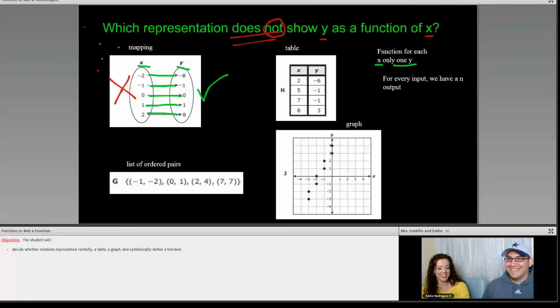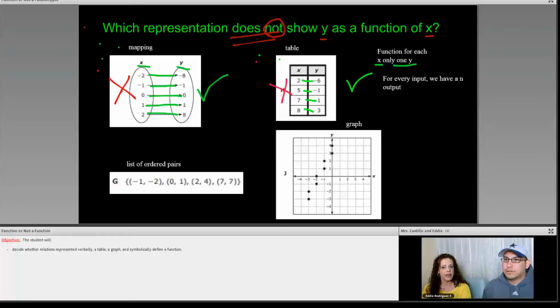Okay, so now let's look at answer choice H. Now this, you could look at it as if it's similar to a mapping, even though it's a little bit organized and together in a table format. Okay. So it looks like every number only goes to one y. Again, 2 only goes to -6, 5 only goes to -1, 7 only goes to 1, and 8 only goes to 3. That is correct. So this would represent a function. This is actual data, you know, that we can use. Okay. So it's not going to be H.